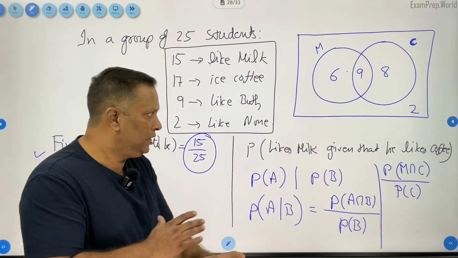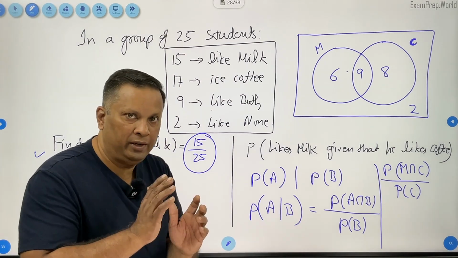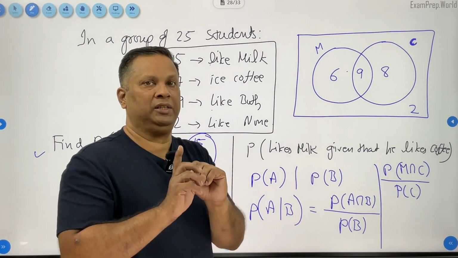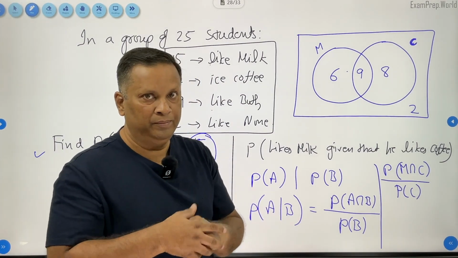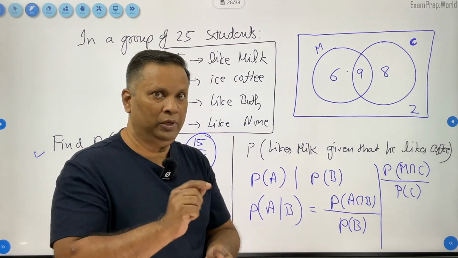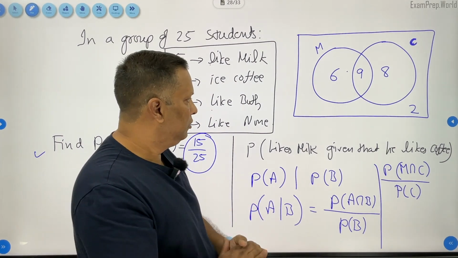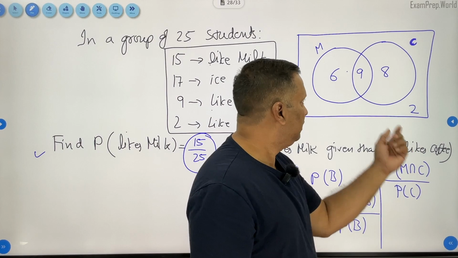Pause the video at different stages and think. Draw it on paper, that is the best thing. If you can draw it on paper, in your notebooks, you will get it. So what is this? P of A intersection C is 9.